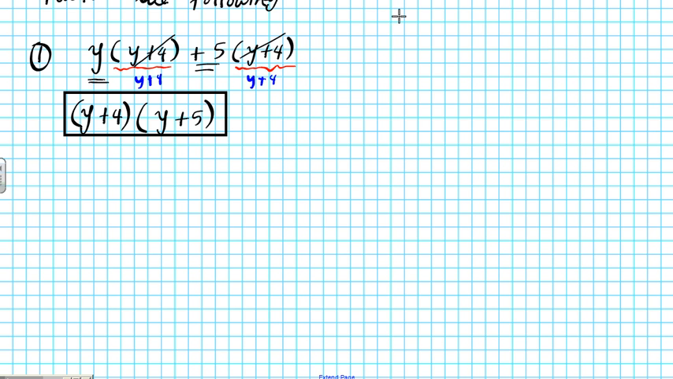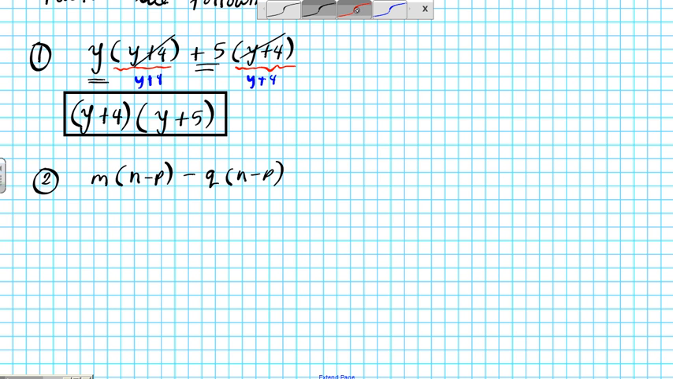Number 2. What if I had m times n minus p minus q times n minus p? What do you notice here? You notice that n minus p is common on both sides of the term. So what do you do with common factors? You factor them out as 1. So I'll factor out n minus p, and it was as though I divided this term and this term by n minus p.